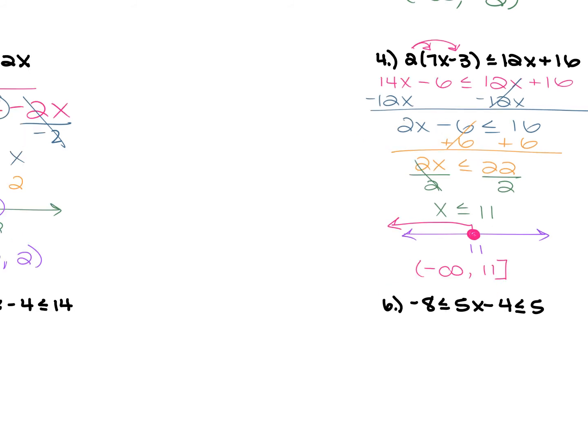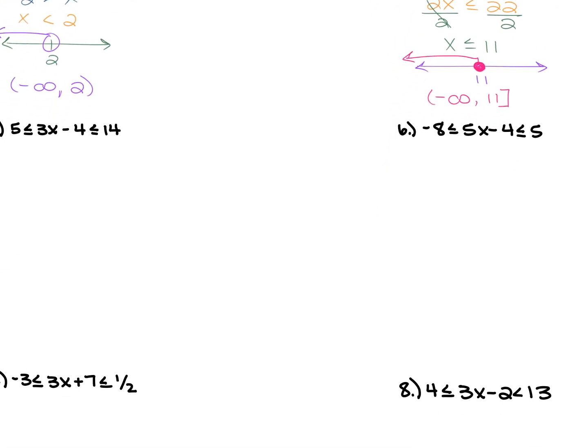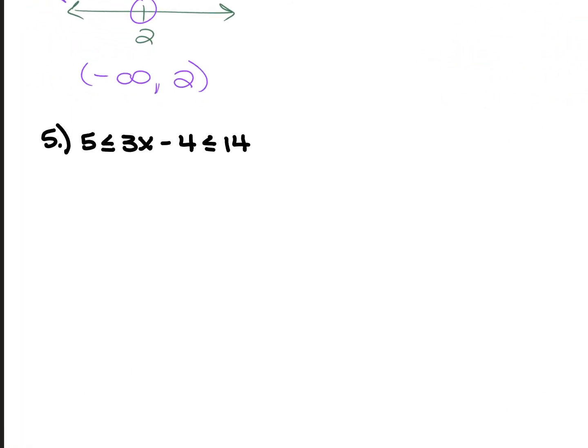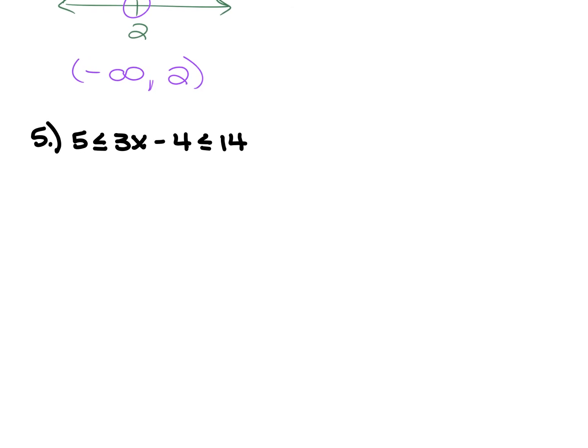Now the next ones that we're going to look at are a little different than the ones we've worked with already. The reason why is because these are compound inequalities. So you are going to separate them to work with 2 separate inequalities and then work those through all the way. So if we look at example 5, we have 5 is less than or equal to 3x minus 4, which is less than or equal to 14. For this one, we're going to have, like I said, 2 inequalities. So one that's the 5 is less than or equal to 3x minus 4, as well as the 3x minus 4 is less than or equal to 14.